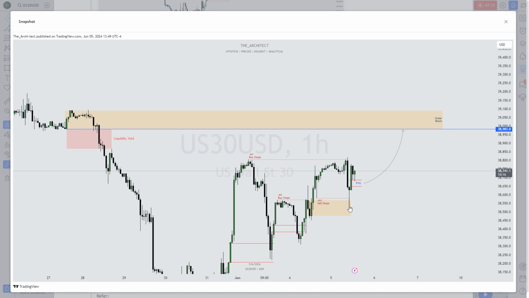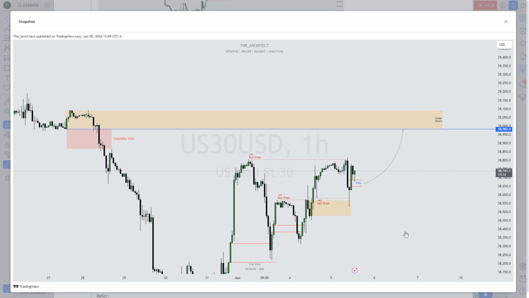So this bullish order block is also strong due to the fact that it has sell stops right above it. It's considered an inducement order block due to the fact that it has those sell stops right above it, right? So we understand once these sell stops are taken, the market will move in the opposite direction.